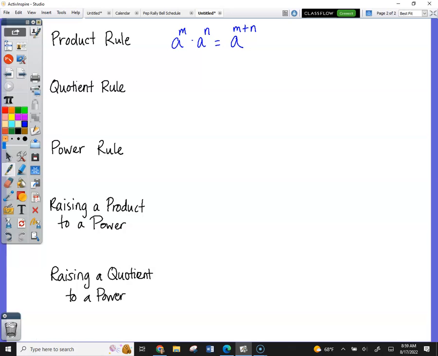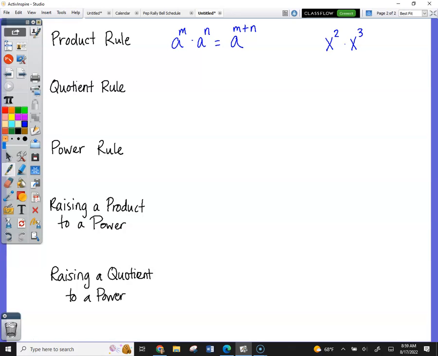So here's an example. I think I did 2 cubed. No, I did x. Okay. This is an example. X squared times x cubed. X squared times x cubed. Don't overthink this. Don't let a fancy rule throw away all of the math knowledge you already have.